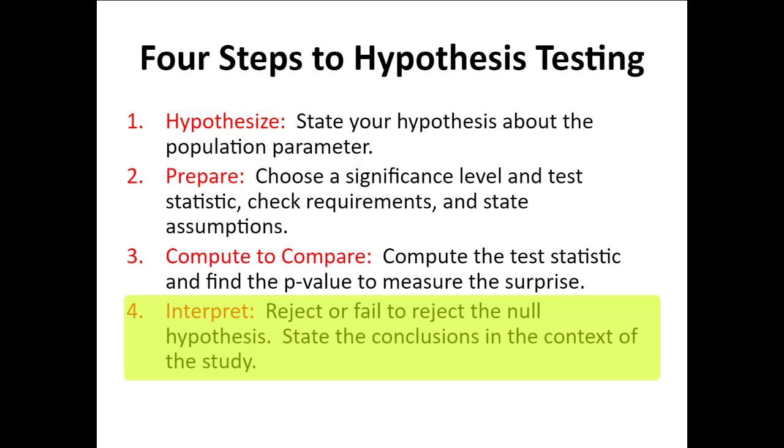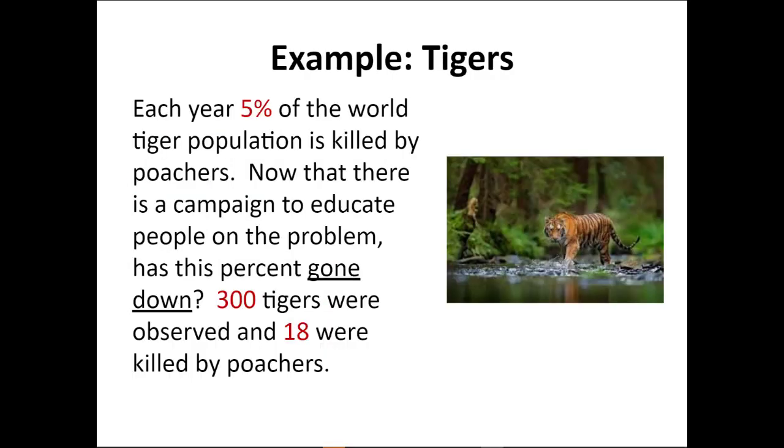Finally, you're going to look at that comparison and decide if there is enough evidence to make a decision on whether you should reject or retain, in other words, fail to reject your null hypothesis. And you should state the conclusion in context of the study. So it just goes in a very systematic way. So at the end of the 4 steps, you can decide if you're going to reject the null or retain the null. Okay, so we're going to do an example about tigers.